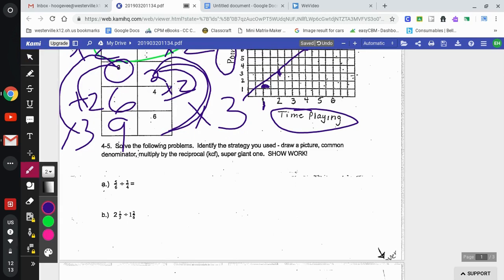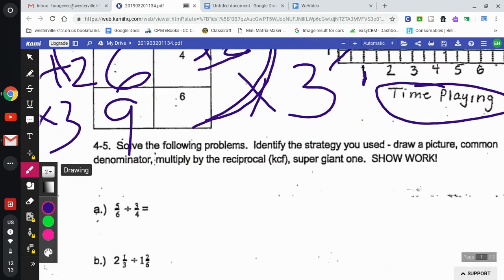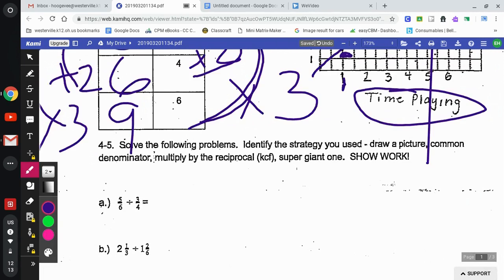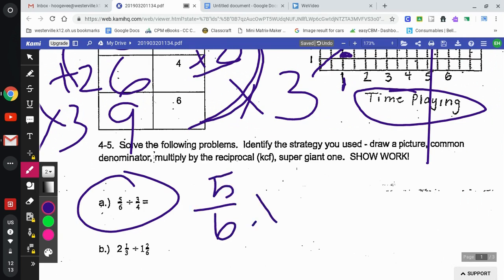Again, you had to read the question today to get all the points. Solve the following. Identify the strategy you used. So we gave you draw a picture, common denominator, multiplier, supergiant 1. Show your work. So you're going to get a point for getting it right. You're going to get a point for showing your work. And you get a point for writing just KCF next to it. So A, I'll do KCF. Keep it, change it, flip it.